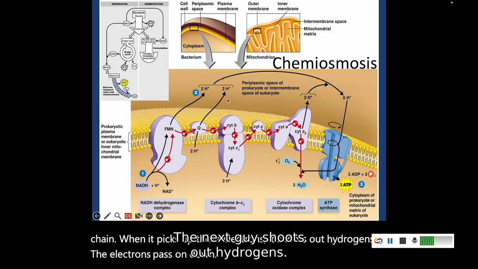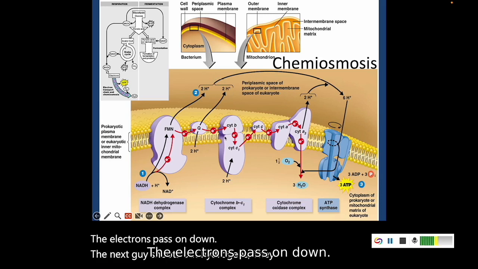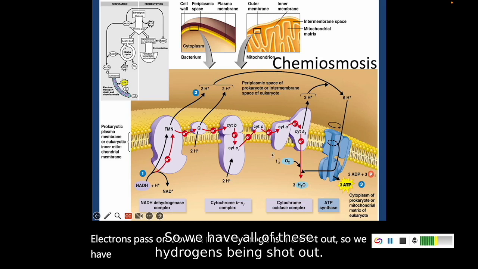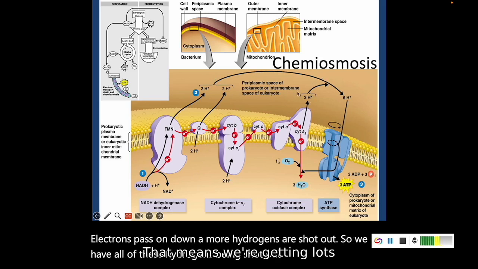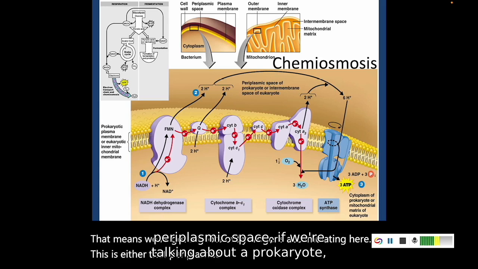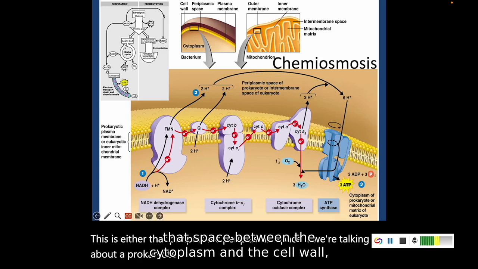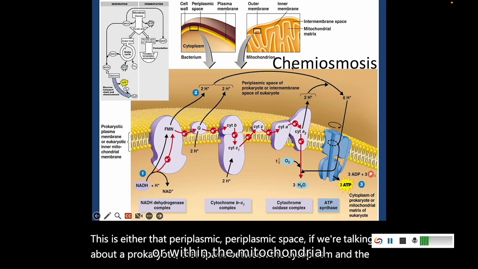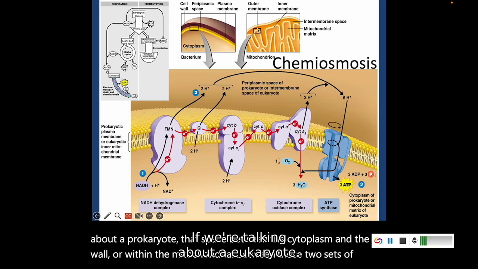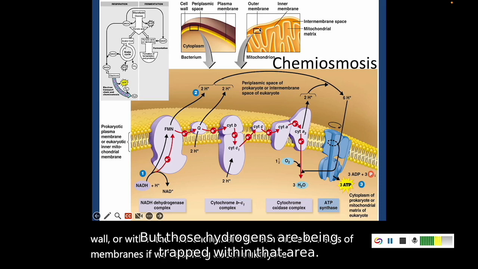The next one shoots out hydrogens. The electrons pass on down. Electrons pass on down. More hydrogens are shot out. So we have all of these hydrogens being shot out. That means we're getting lots of hydrogens accumulating here. This is either that periplasmic space, if we're talking about a prokaryote, that space between the cytoplasm and the cell wall, or between those two sets of membranes within the mitochondria, if we're talking about a eukaryote. But those hydrogens are being trapped within that area.